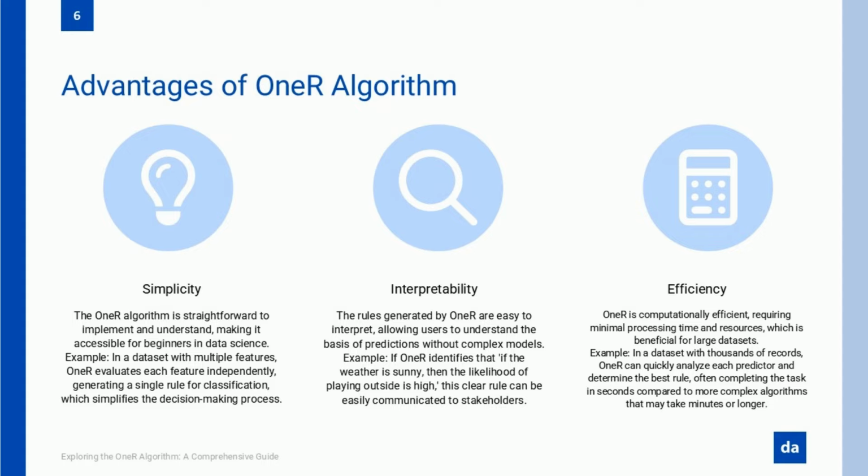And let's not overlook efficiency. The OneR algorithm is remarkably lightweight. It doesn't require massive computational power or endless hours of tuning. Instead, it gets straight to the point, analyzing each predictor and identifying the best rule with minimal fuss.